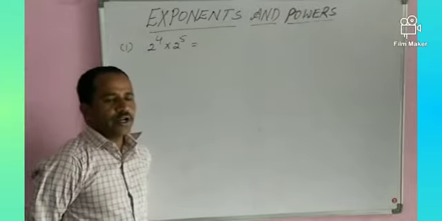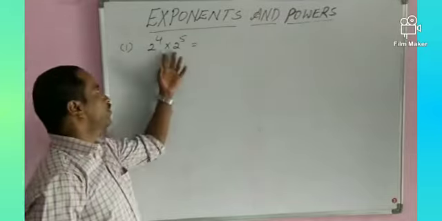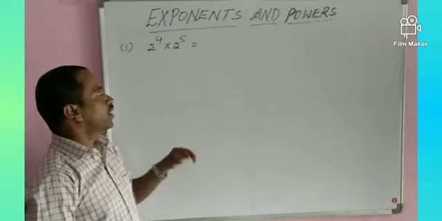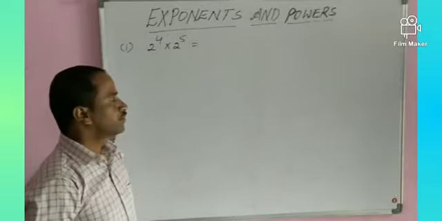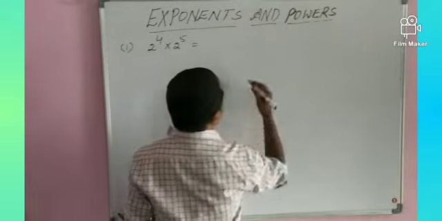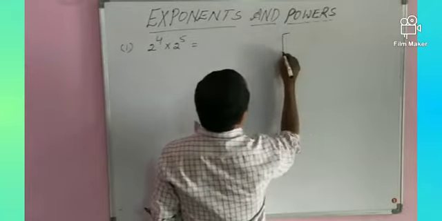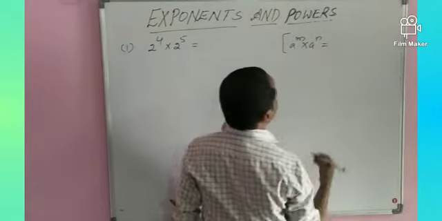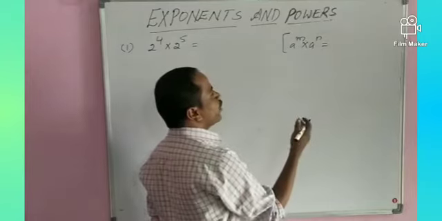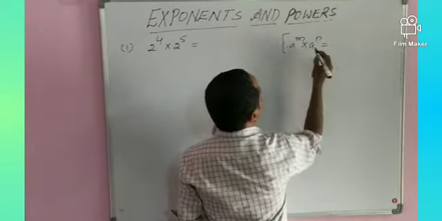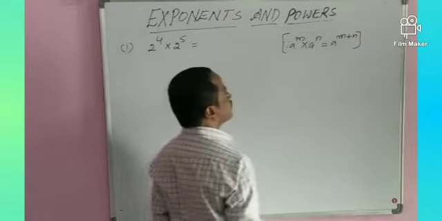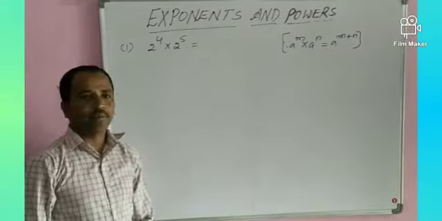In 2 power 4 into 2 power 5, multiplication is there between 2 power 4 and 2 power 5. When multiplication is there, what is the formula I have to apply? It is in the form of a power m into a power n. A power m into a power n can be written as a power m plus n.